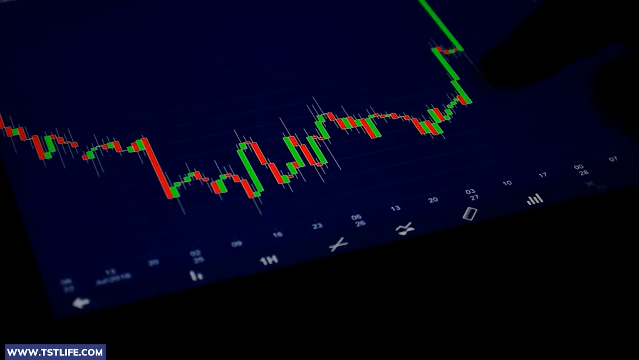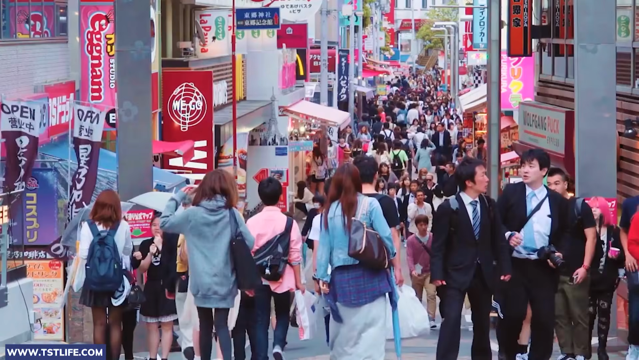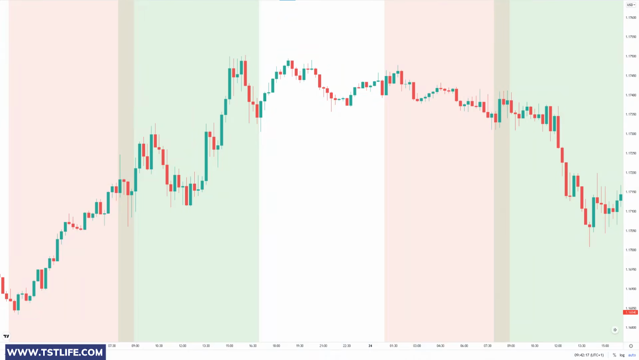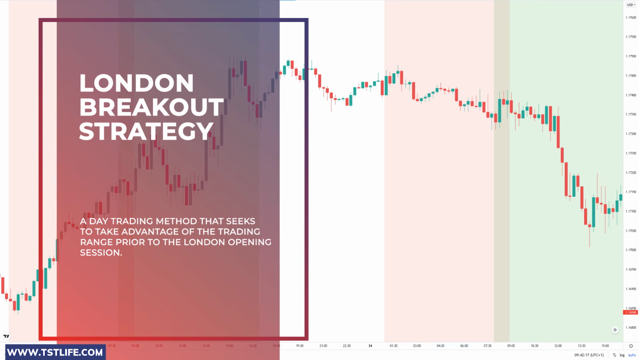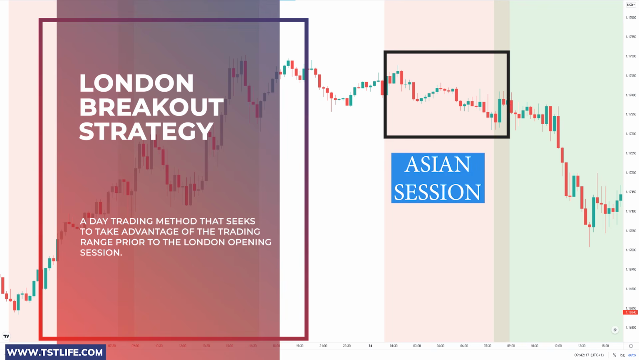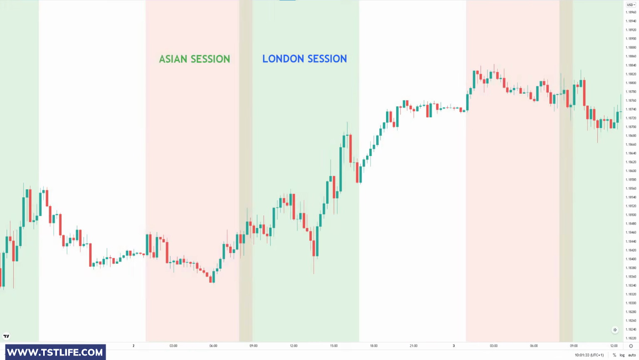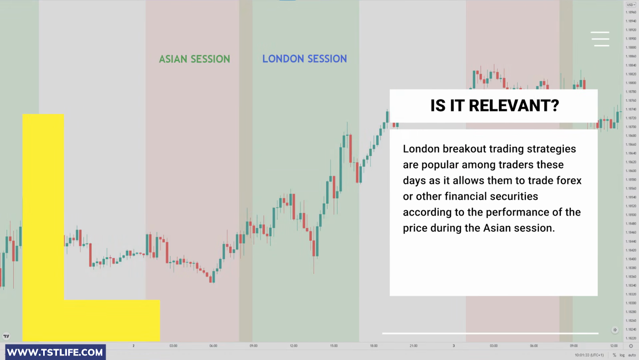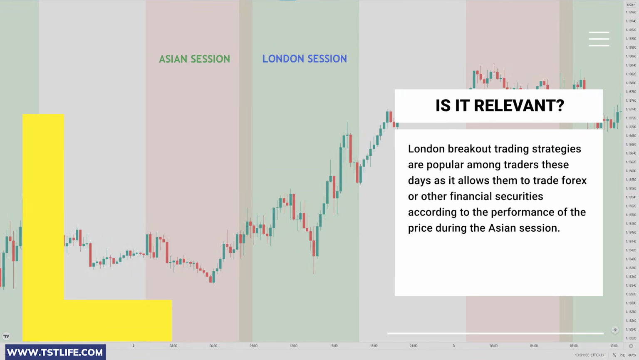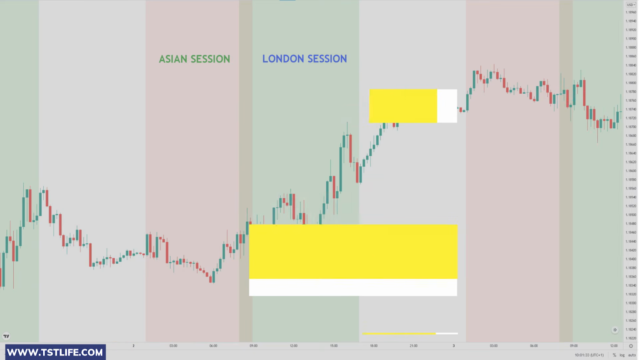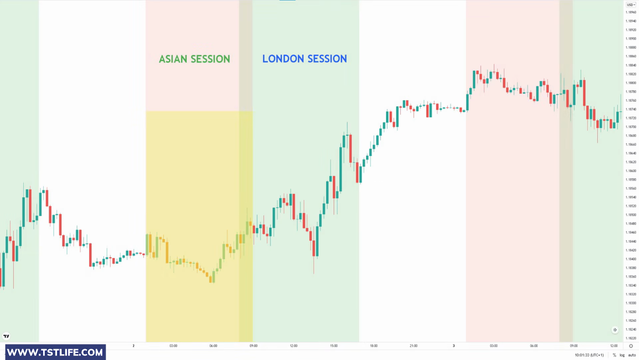This strategy relies on the performance of the price during the Asian session. In simple terms, the London breakout strategy is a day trading method that seeks to take advantage of the trading range prior to the London opening session. London breakout trading strategies are popular among traders these days as it allows them to trade FOREX or other financial securities according to the performance of the price during the Asian session.